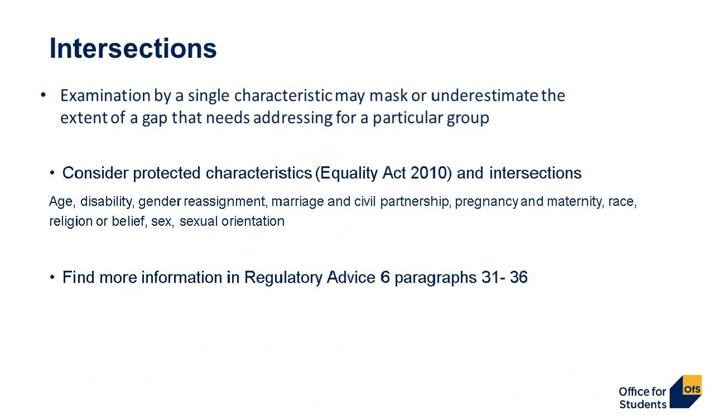Intersections of disadvantage was also a particular issue that arose from last year's plans. Again, intersections are important because the examination of a single characteristic may mask or underestimate the extent of a gap that needs addressing for a particular group. The intersections that you identify in your assessment of performance should directly relate to your student body and help you identify where inequality of opportunity is the greatest within your own provider. In previous years, we've seen lots of reference to, for example, white working class males, which is a classic example, but we do want you to try to go beyond this if there are intersections that are more relevant to your institution.